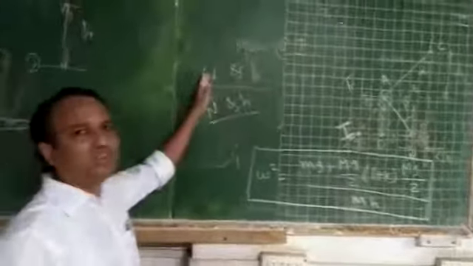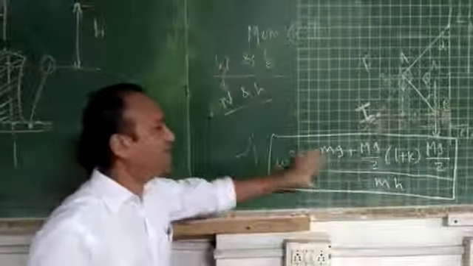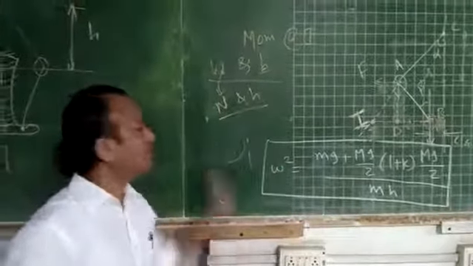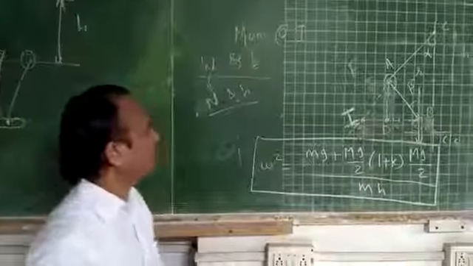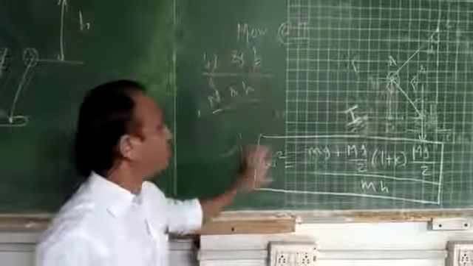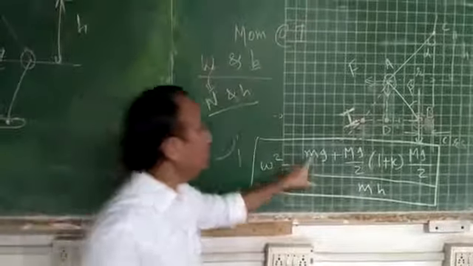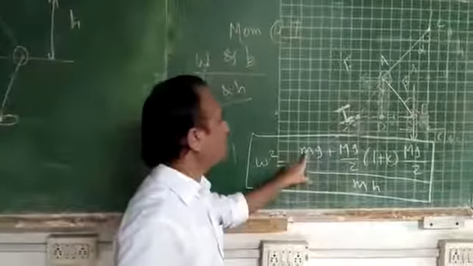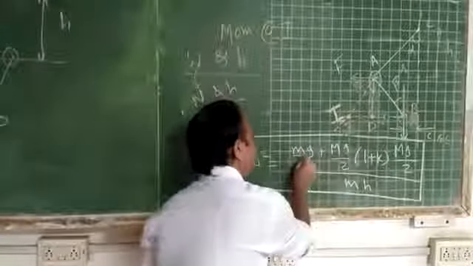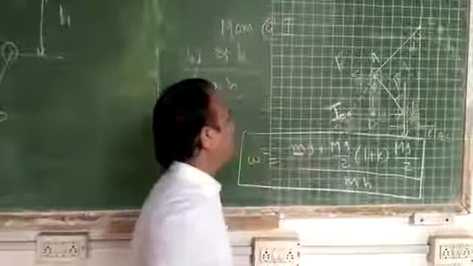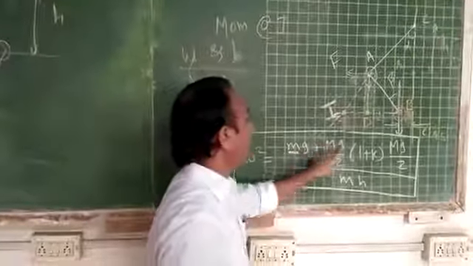So in different books, the relation between W and H or the relation between N and H is given. So the finalized relation between W and H, I will repeat: W square is equal to mg plus capital Mg by 2, where small m is the mass of governor ball.